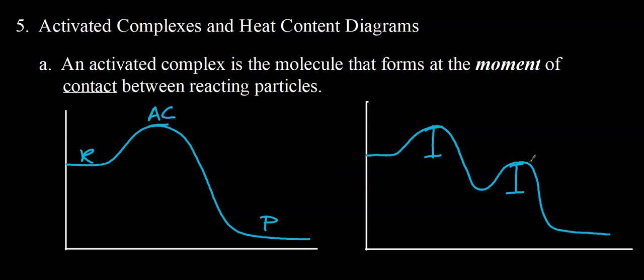So just want to show you that we can have multiple activated complexes in a reaction. This can be some sort of intermediate particle here, maybe. And so we'll stick to something simple, though, usually on our heat content diagrams, just this kind of method that's shown on the left here. So let's take a look at what's next.